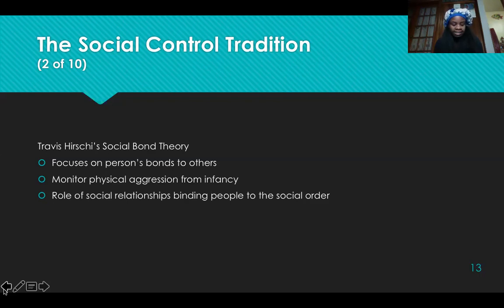Tremblay has stated that by monitoring the development of physical aggression from infancy onwards, recent longitudinal studies show that human infants spontaneously use physical aggression and that humans learn not to physically aggress, rather than learn to aggress. And then social control theory is thus about the role of social relationships that bind people to the social order and prevent antisocial behavior.